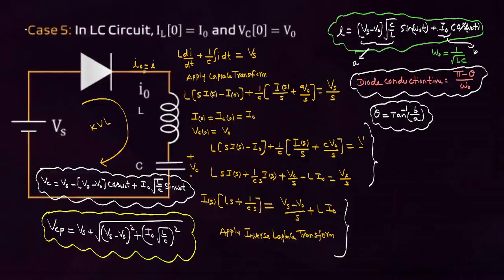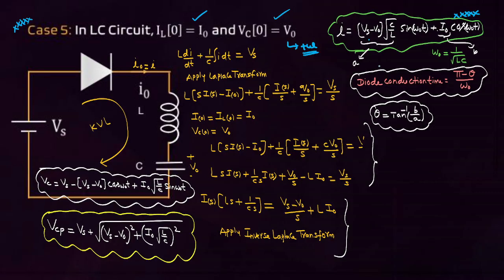Next, case 5. But these cases are not that important, these are extra cases that I am giving. In case 5, let us assume that the initial current in the inductor is I0 and the initial voltage across the capacitor is V0. If the initial voltage across the capacitor is positive, the expression is Vs minus V0 into square root C by L sin omega t. But extra, because of I0, we get I0 cos omega naught t. This is the current expression.